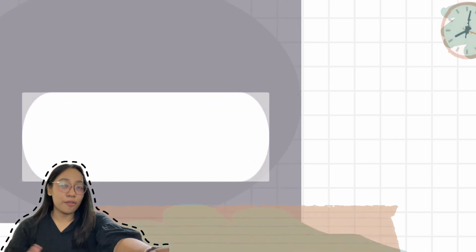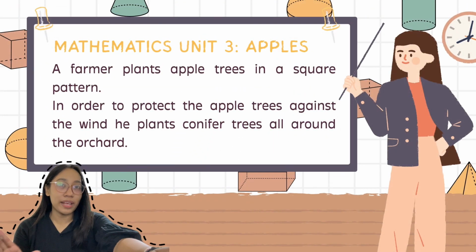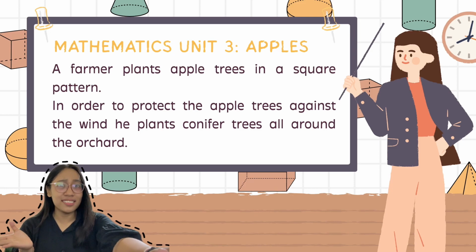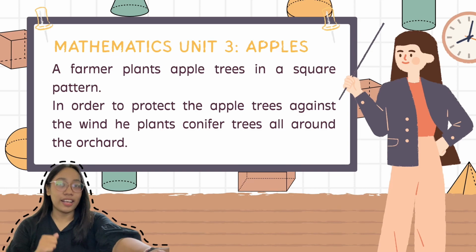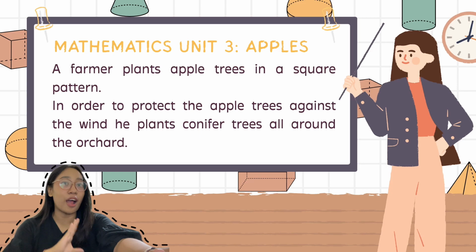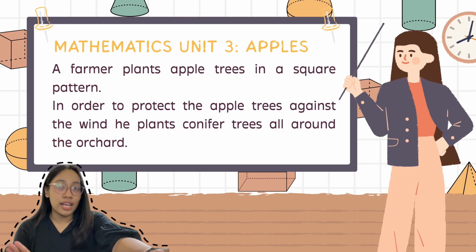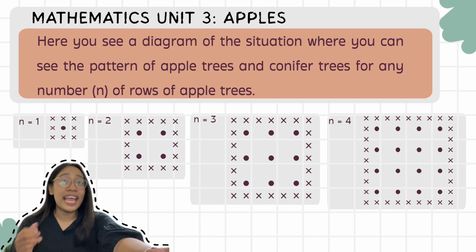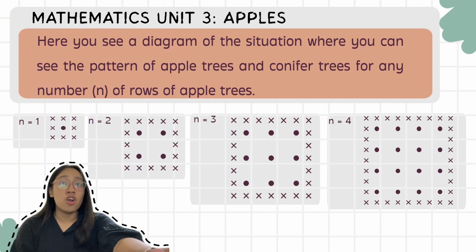So today I will talk about a topic in the mathematics test. It is about apples. So what is the problem? A farmer plants apple trees in a square pattern. In order to protect the apple trees against the wind, he plants conifer trees all around the orchard. Here you see a diagram of the situation where you can see the pattern of apple trees and conifer trees for any number n of rows of apple trees.